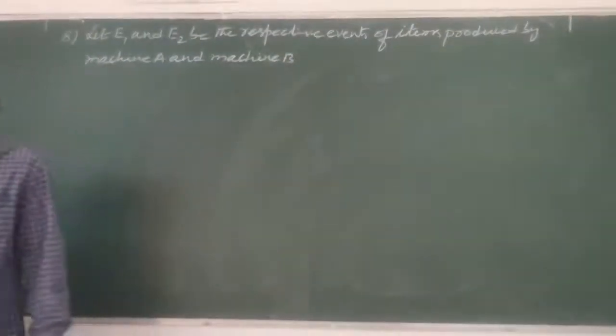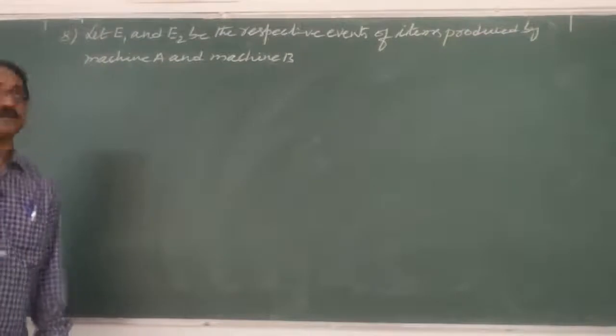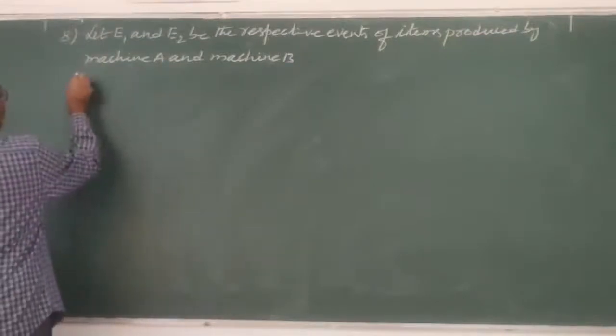Machine A and machine B. There are only two, machine A and machine B, or you can say by machines A and B, like that also. Okay, now I'll write, let X.